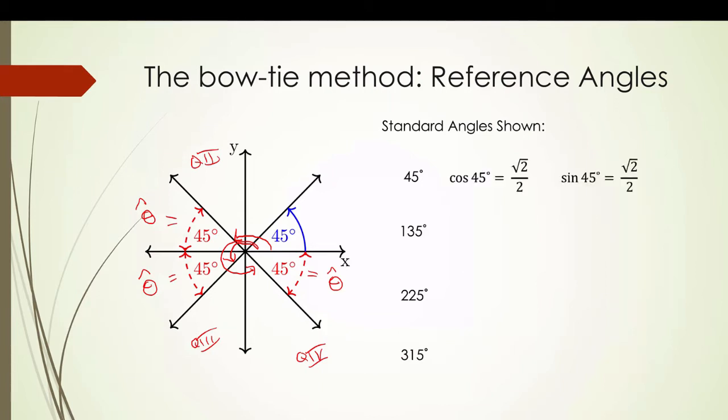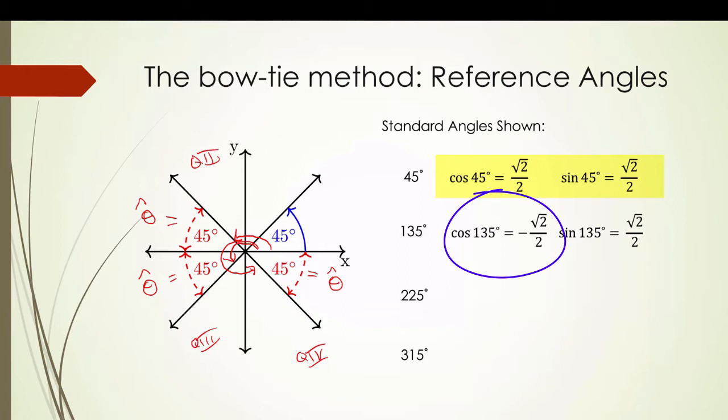Let's recall the value of cosine of 45 and sine of 45. We will apply these values to quadrant 2, 3, and 4 for each of the standard angles. Cosine of 135 degrees is going to be a negative value, not a positive value, because in quadrant 2, x's are negative and y's are positive. By definition, cosine relates to x, sine relates to y. We just pick up the negative or positive sine value in the appropriate quadrant to know the value of cosine of 135 degrees and sine of 135 degrees.